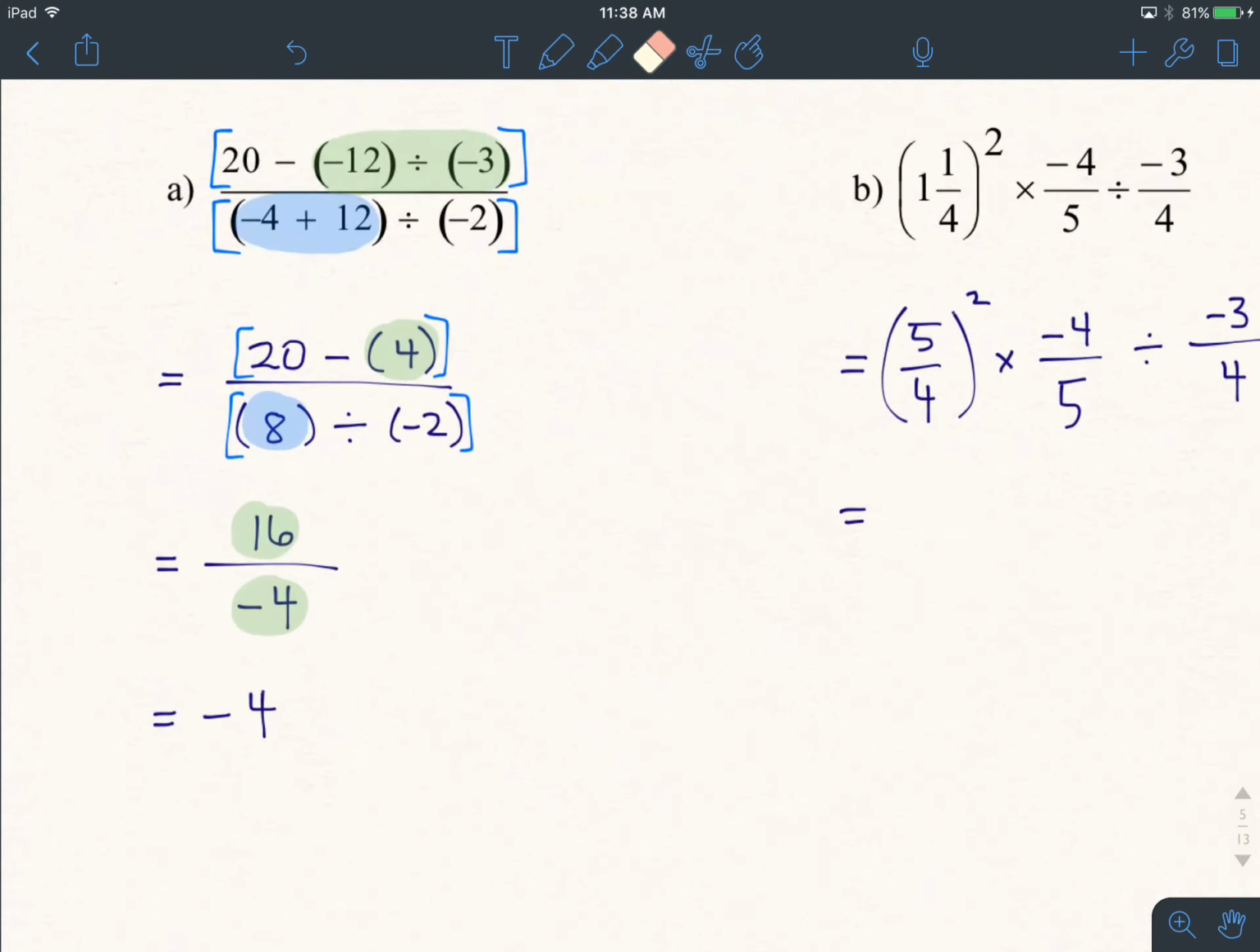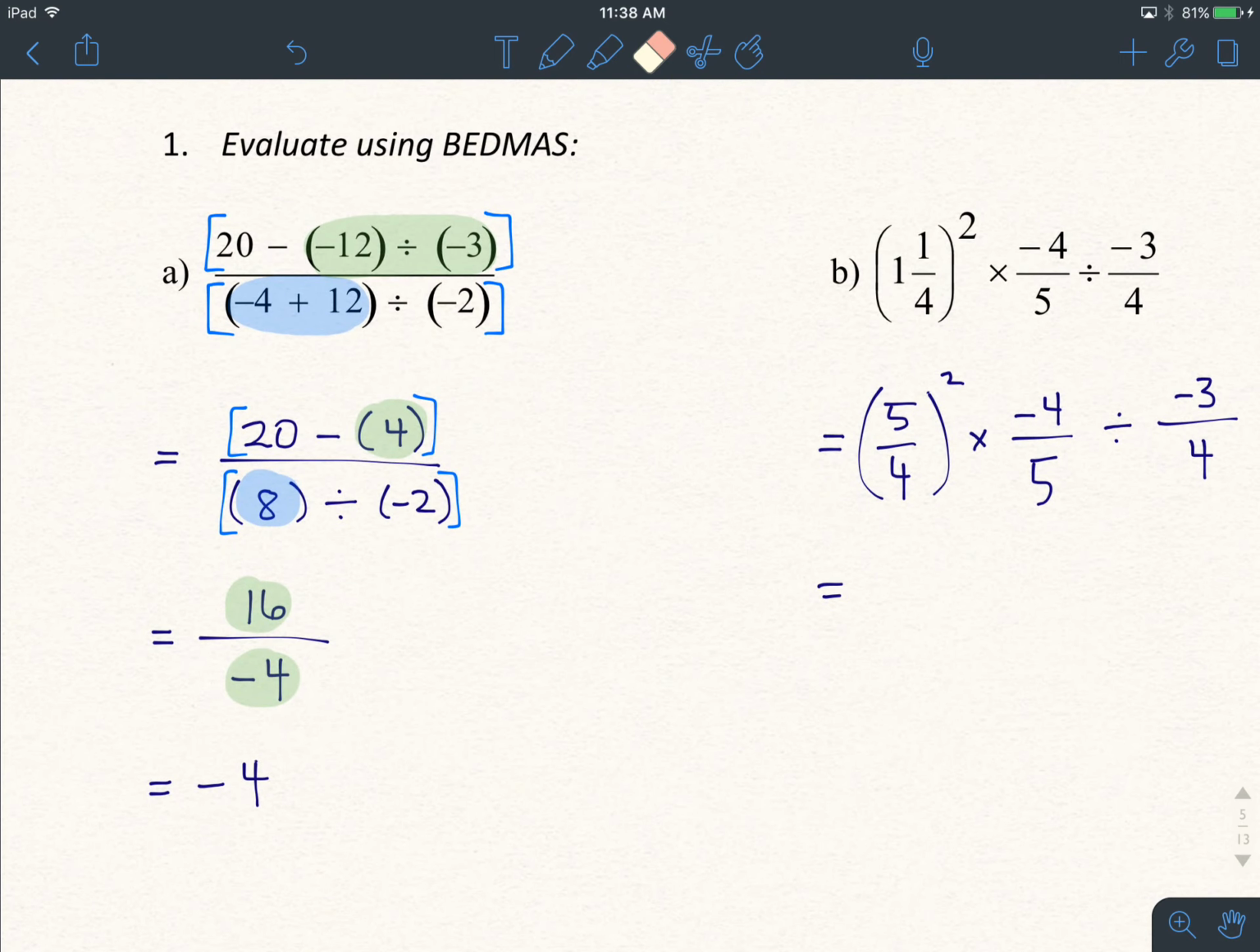I've got the first one actually completed here. So we have 20 minus negative 12 divided by negative 3, all over negative 4 plus 12 in brackets, divided by negative 2. So as I said in the last lesson, anytime you have a large fraction, basically, where you have this large numerator with operations to perform and a large denominator with operations to perform, there's an imaginary set of brackets around them. So we need to finish that numerator and finish that denominator as far as we can before we do the division. So for us, treating those like brackets, we'll have a look in the numerator.